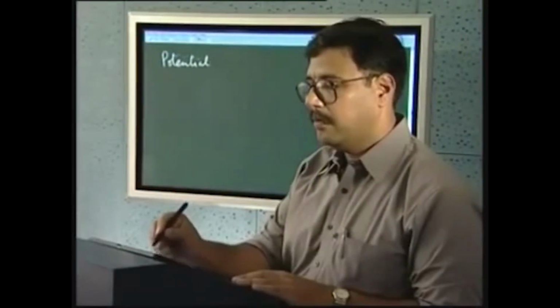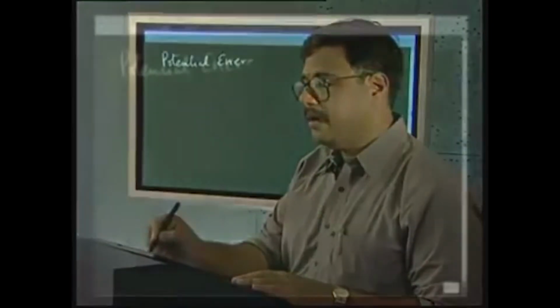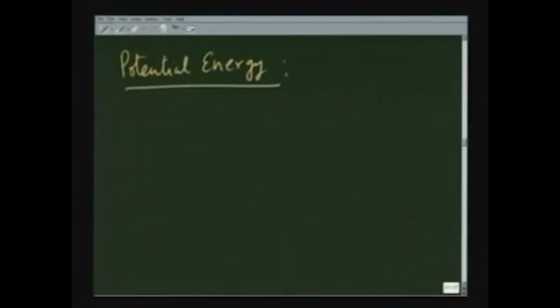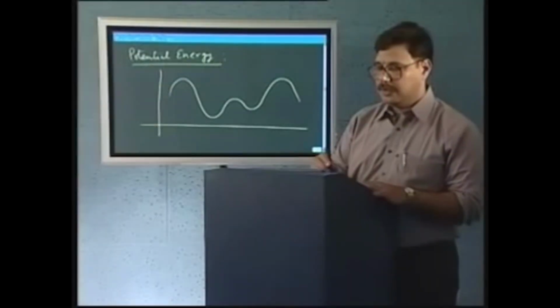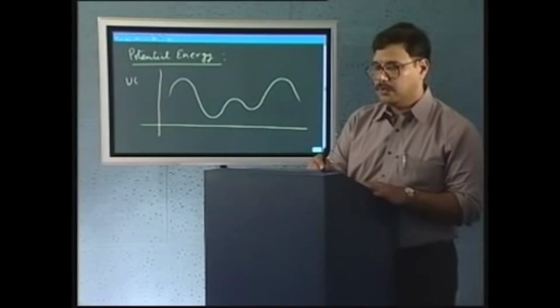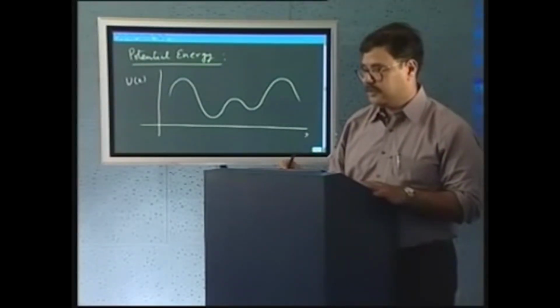Now, I want to go back to the potential energy and get a little more feel for it. Although I am going to restrict myself to one dimension, it teaches me a lot. Suppose there is a potential energy curve like this. So, this is u(x) versus x.